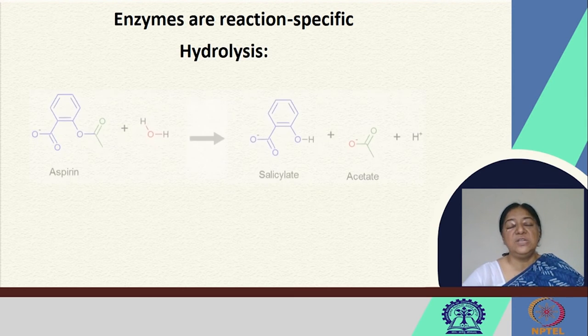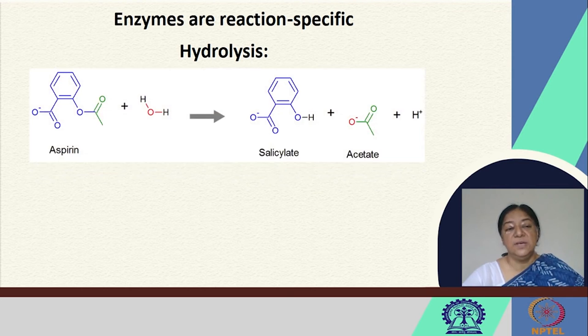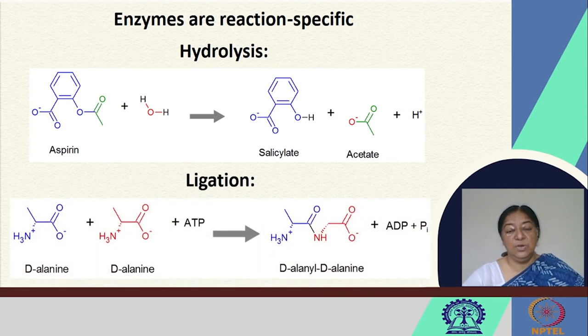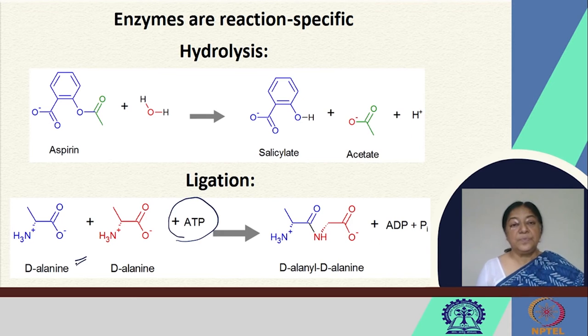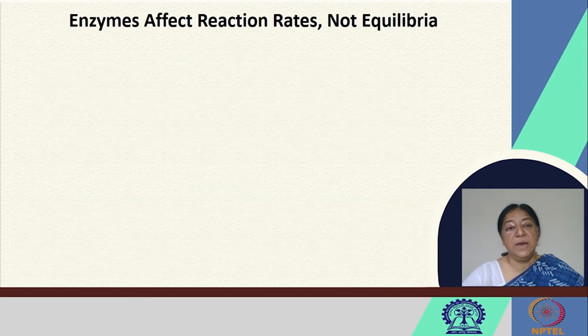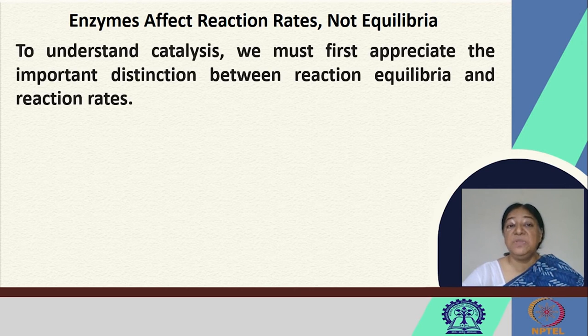The third type was hydrolysis, brought about by hydrolases. So this is a specific hydrolysis reaction. Similarly, we can have ligation, we can have isomerization. In this case, we remember we used ATP for the specific energy requirement for the formation of this bond. So the linking is going to result in energy from the cleavage of the ATP to form ADP and Pi. Now, enzymes, the important part is they affect reaction rates, not the equilibria, which is something that we will understand better when we go to do the kinetics.